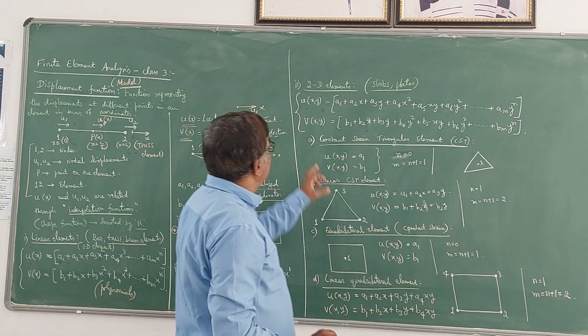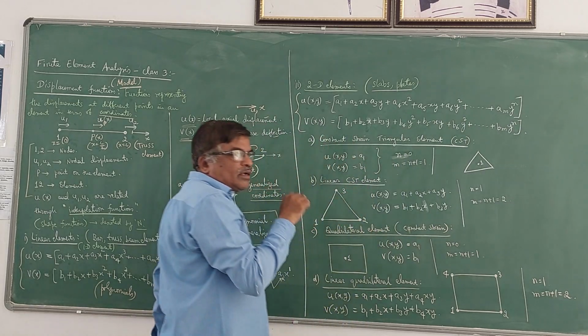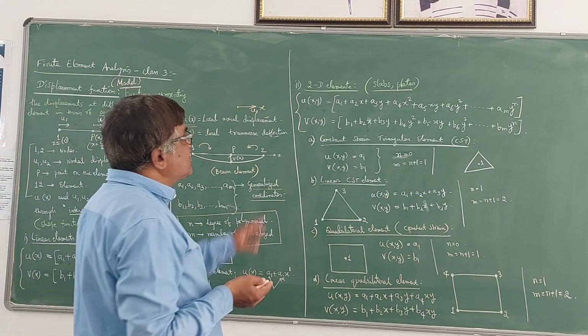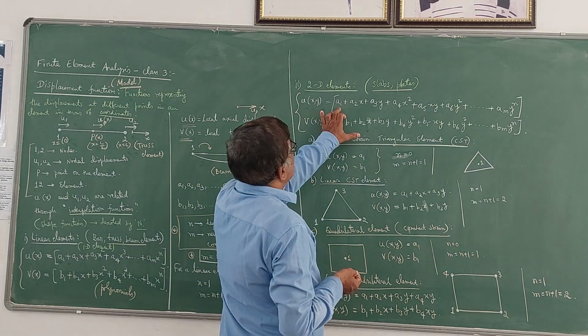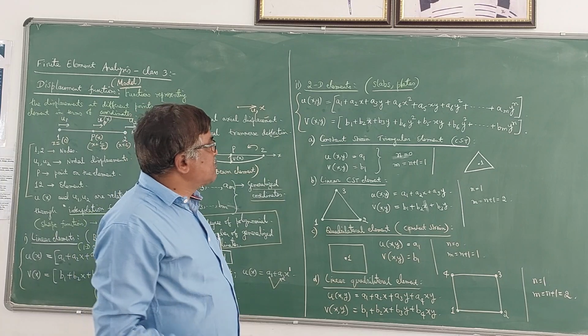Similarly in the transverse direction it will be the same, repeated, but instead of a1, a2, a3 you will have b1, b2, b3 like that. So this is how you have to write the polynomial displacement model for a 2-dimensional element.